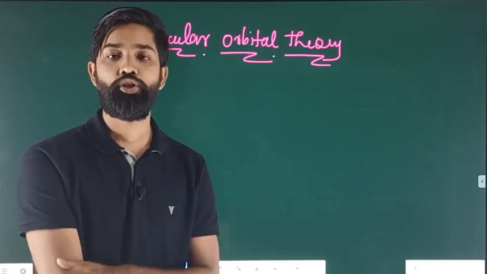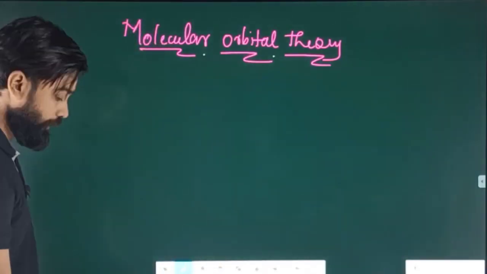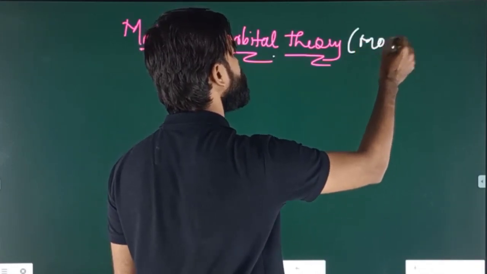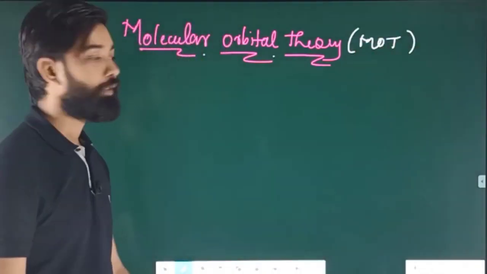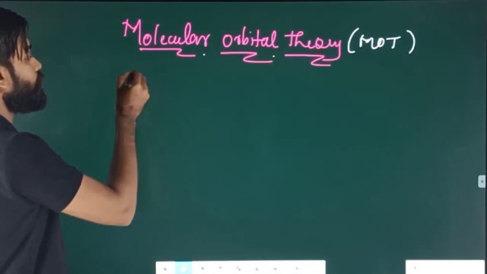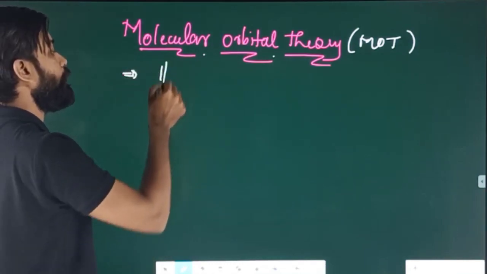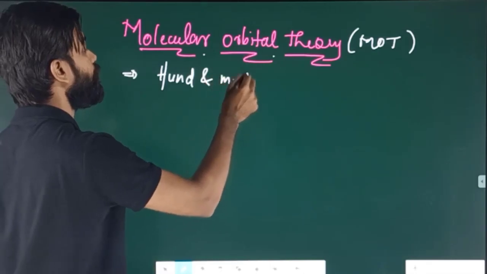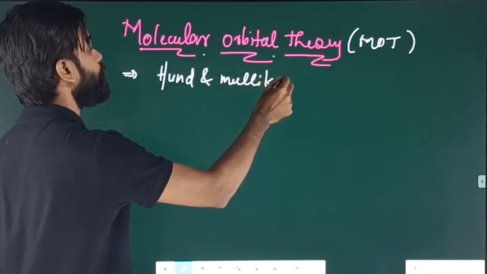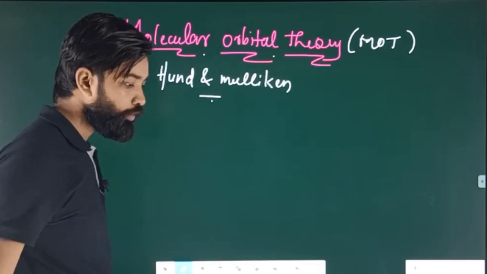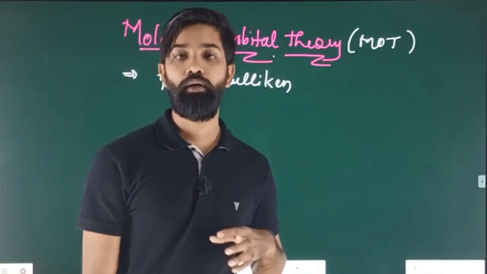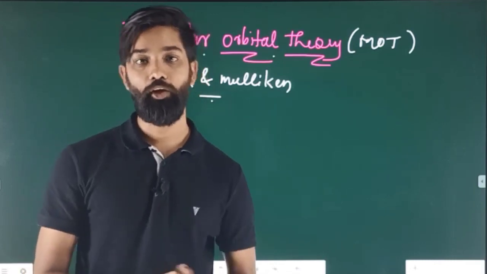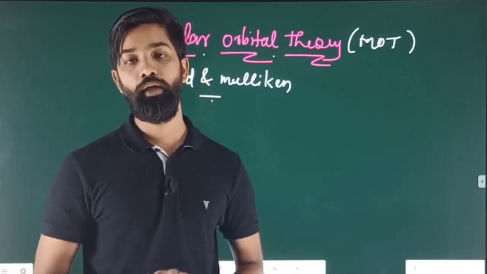Okay, so your next topic is molecular orbital theory, which in short is represented as MOT. This theory was given by Hund and Mulliken. Mainly this theory is used to describe the configuration, or the properties, of a diatomic molecule.